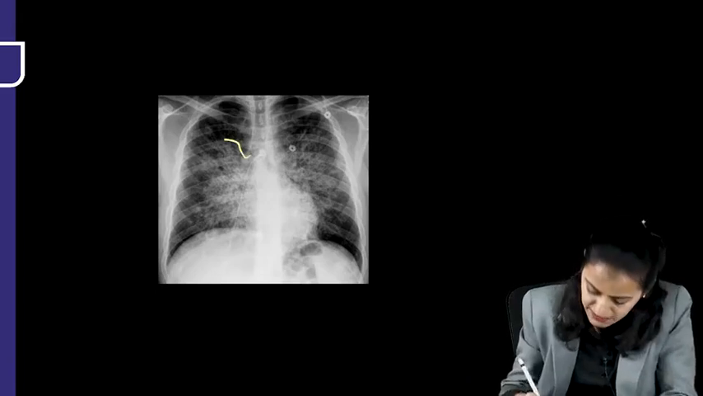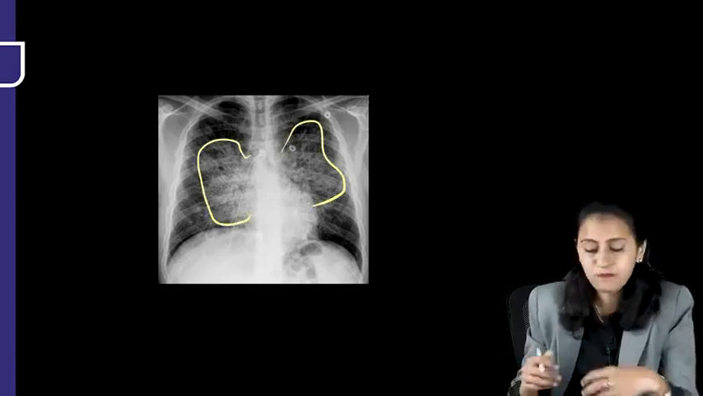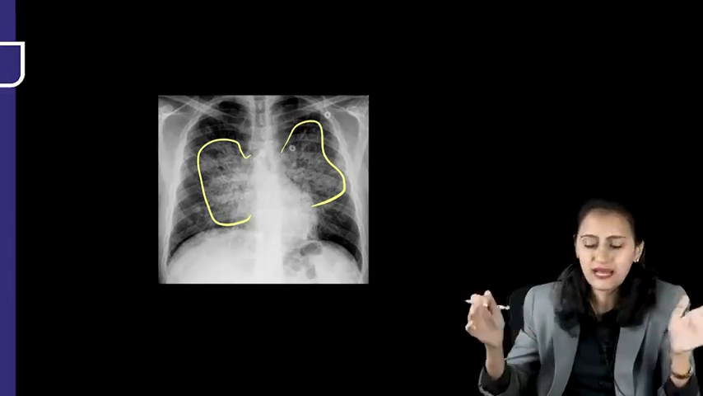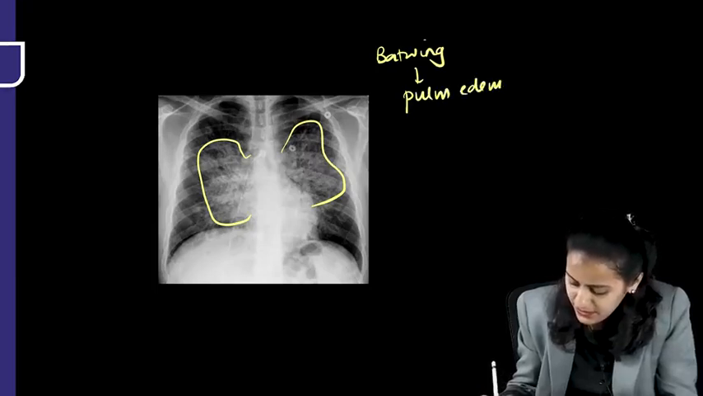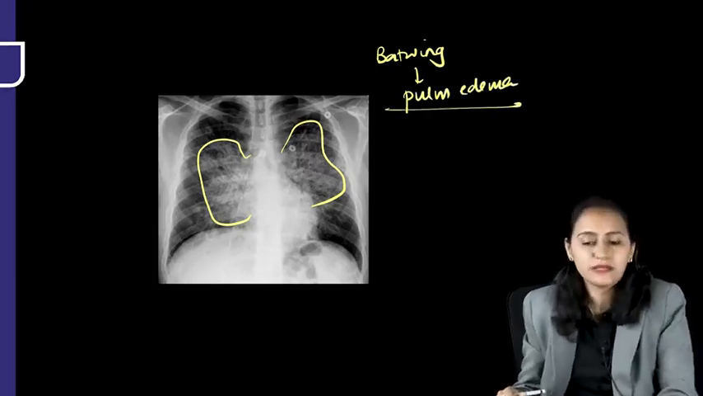So here we are seeing bilateral symmetrical opacities in the perihilar region of the lung. This is suggestive of the bat wing appearance, which is seen in pulmonary edema. Okay, this is the bat wing appearance of pulmonary edema. Next one, what is this lesion showing?